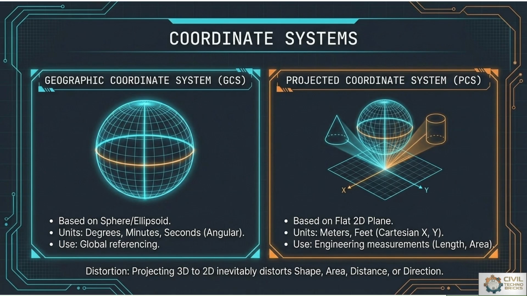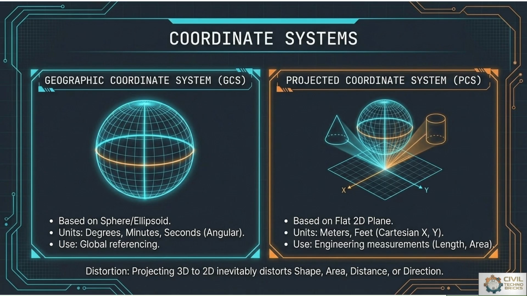Coordinate systems in GIS are used to define the location of geographic features accurately so that we can map and survey for each and every civil engineering project with respect to remote sensing and GIS. Geographic coordinate system is based on the Earth's sphere or ellipsoid model and uses angular units such as degrees, minutes, seconds. It is mainly used for global referencing and satellite based mapping.